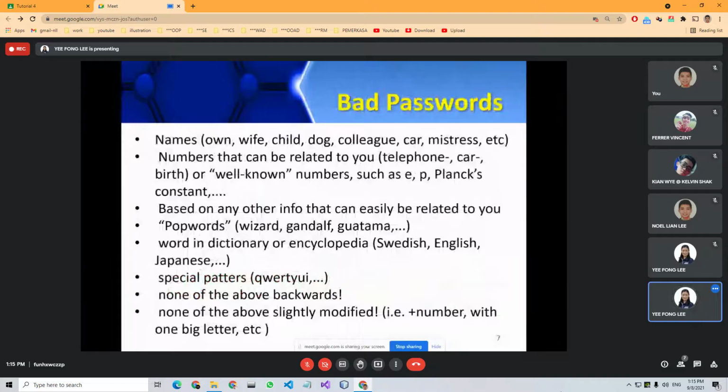Bad passwords. Don't use your name or your full name. Second, don't use numbers related to you, such as your birth date, your car plate number, telephone numbers, and all those types of words that can be found in a dictionary. Those are bad passwords. Also words forward or backward, or changing the first capital letter and adding one symbol behind. Those are simple passwords that can be easily cracked.